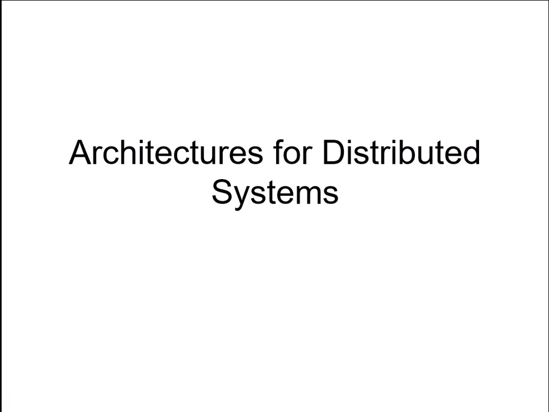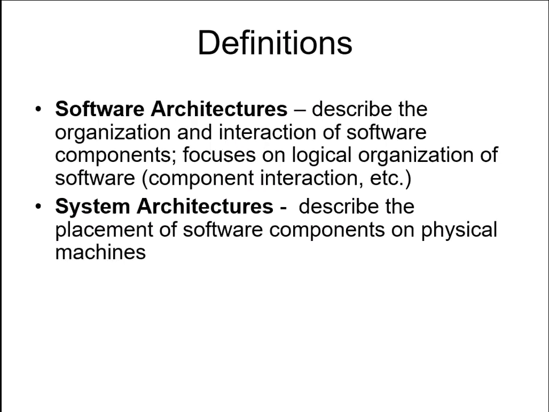Let's come to discuss the architectures and architecture styles or patterns for the distributed systems. There are two categories of architecture patterns. One is software architecture and one is system architecture. Architecture basically shows the interaction or organization or the structuring of different software components and modules.